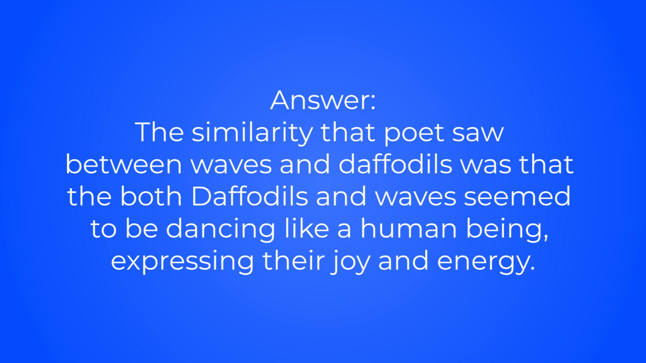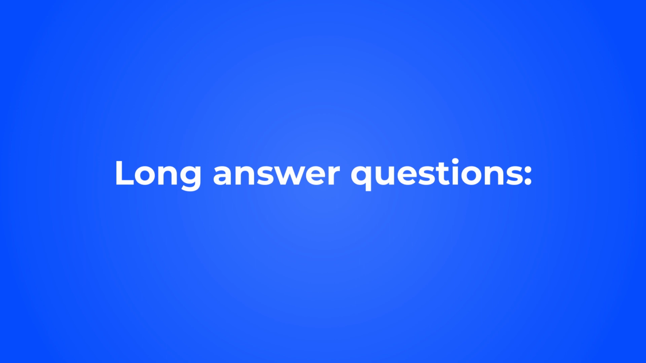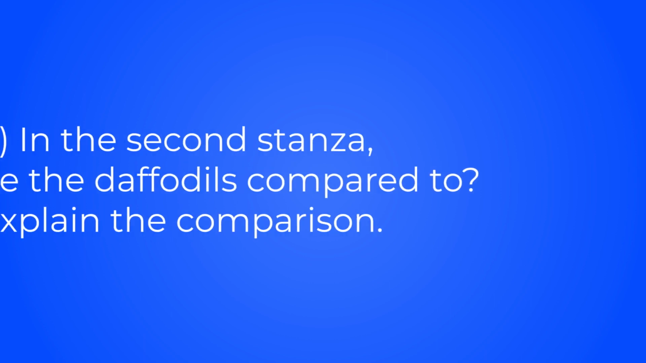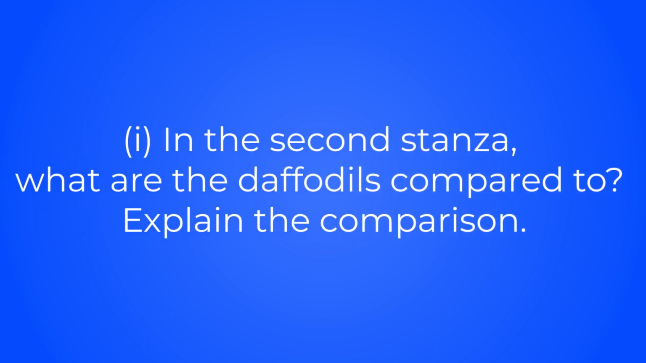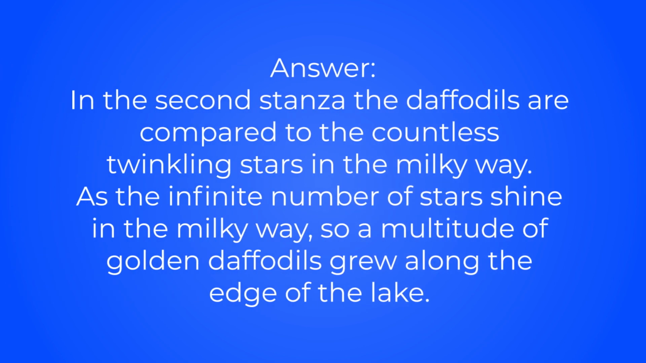Now, coming to question number 2, which is long answer questions. So, the first question in this is, in the second stanza, what are the daffodils compared to? Explain the comparison. So, the answer for this question will be, in the second stanza, the daffodils are compared to the countless twinkling stars in the Milky Way. As the infinite number of stars shine in the Milky Way, so a multitude of golden daffodils grew along the edge of the lake.